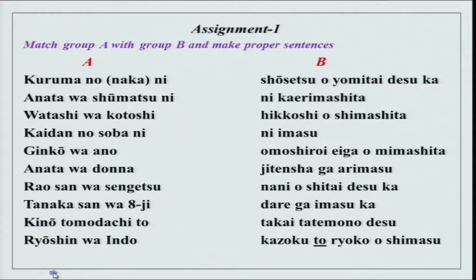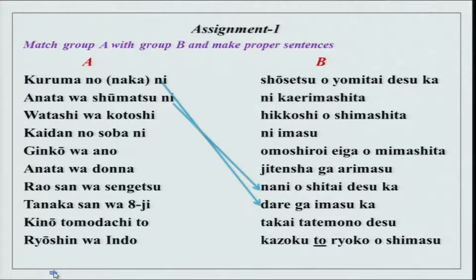Well, the first one is match group A with group B and make proper sentences, as I have been doing all along with you. The first one is Kuruma no naka ni dare ga imasu ka? So, well, naka over here can also be removed and kuruma ni dare ga imasu ka can be used.